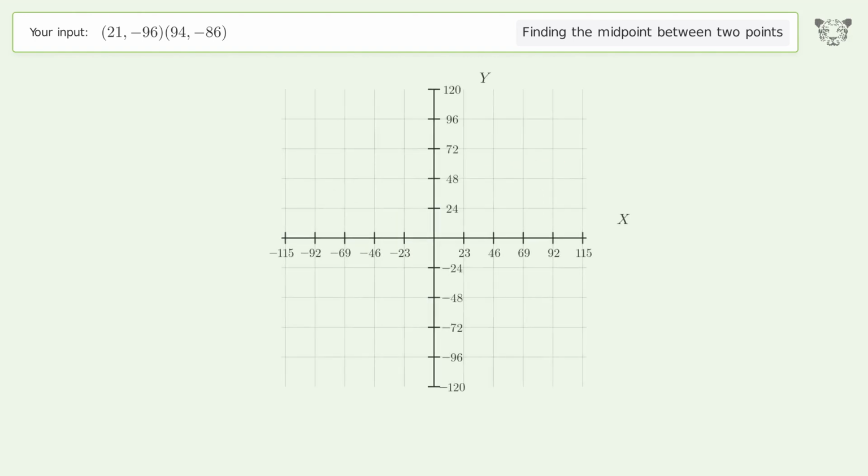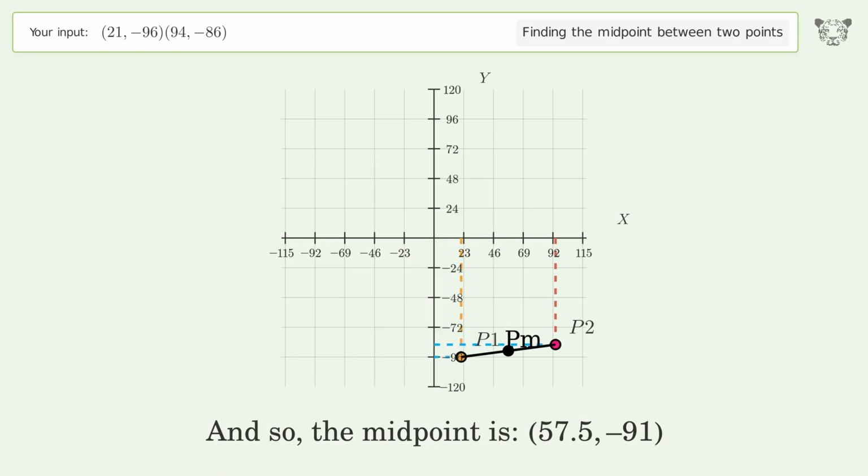And so, the midpoint is 57.5, negative 91.